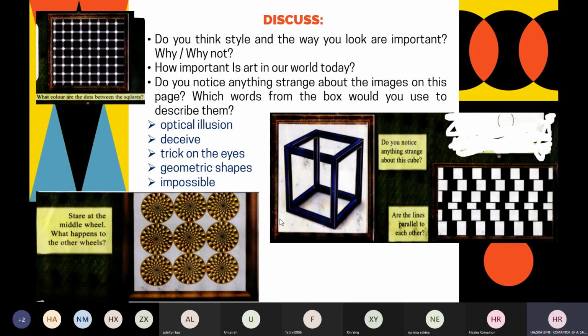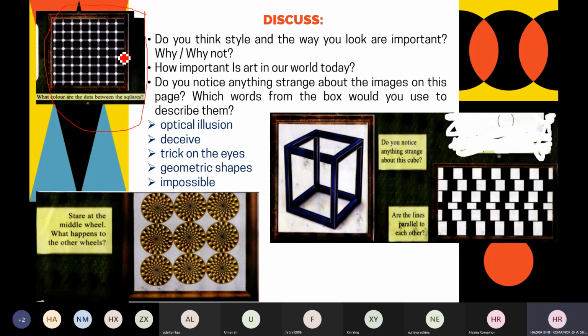So you can see there are several images that I put on your screen there. You can refer to your textbook as well. The first image, please look at the first image. Please look at your textbook for a clearer picture. Tolong tengok dekat buku teks awak untuk image yang lagi jelas.